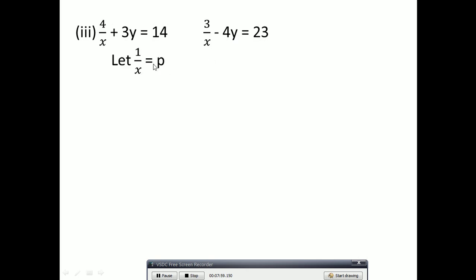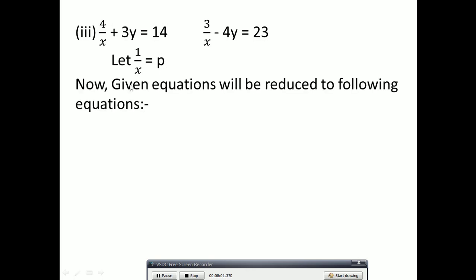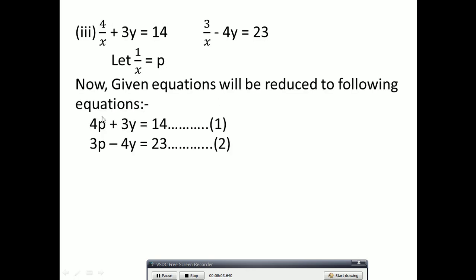Now the next one, third part, it is 4 upon x plus 3y is equal to 14 and 3 upon x minus 4y equal to 23. Students, here only x is in denominator, y is already in numerator. So no need to let the y in terms of any variable. We will assume 1 by x only. So we are assuming 1 by x equal to p. So equations will be reduced as 4p, it is only 3y, so it will not be reduced, equal to 14, and 3p minus 4y is equal to 23.